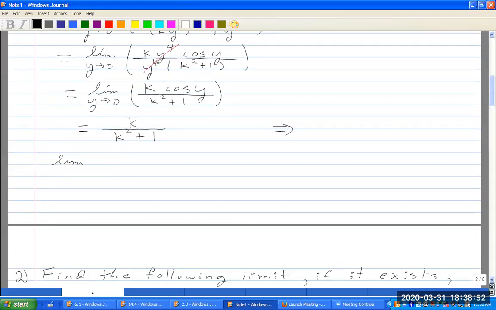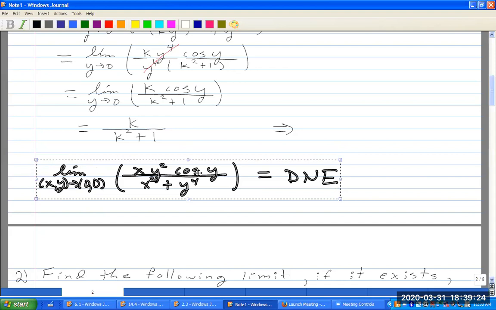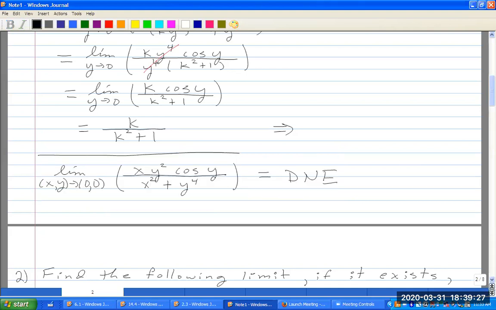The limit as x y approaches 0, 0 of x y squared cosine y over x squared plus y to the fourth, this limit here does not exist. So that is my answer. Okay, let me do problem number 2.